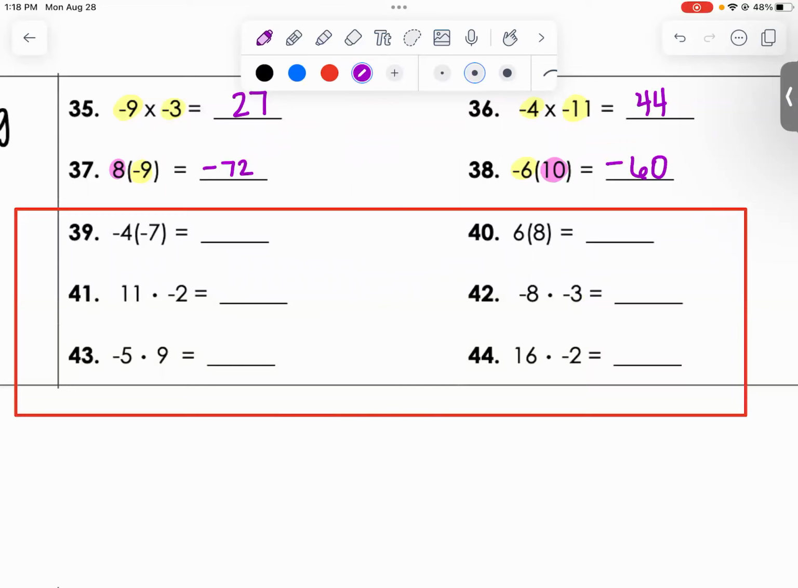All right, let's talk about these answers. Caesar, what's our answer for 39? Positive? Okay, does anybody disagree? Okay, and how about number 40? Positive. 6 and 8, and then I came back to 48. Yes, okay, it is positive.